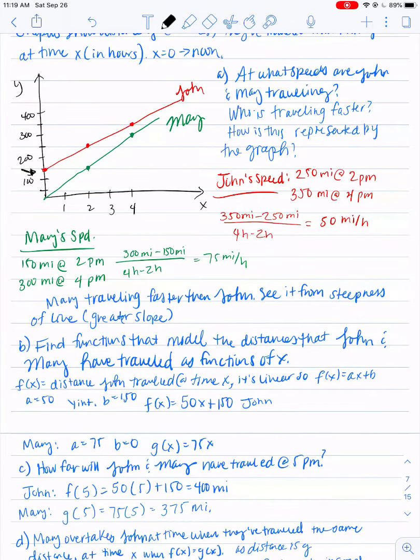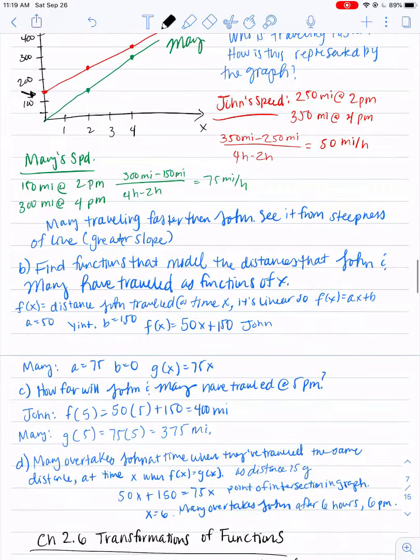So Mary's a equals 75. The 75 is the part that we calculated from part a. That's her slope, or rate of change. b equals 0 because she didn't start at any distance, so her starting distance, or y-intercept, is 0. So our g of x equals 75x.